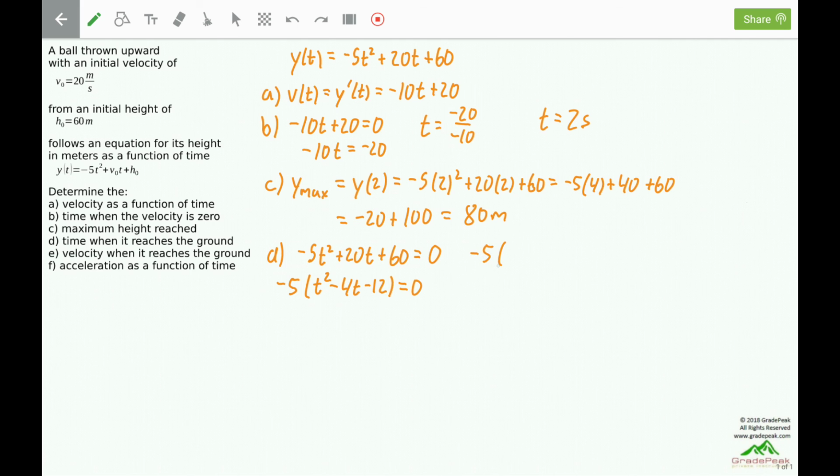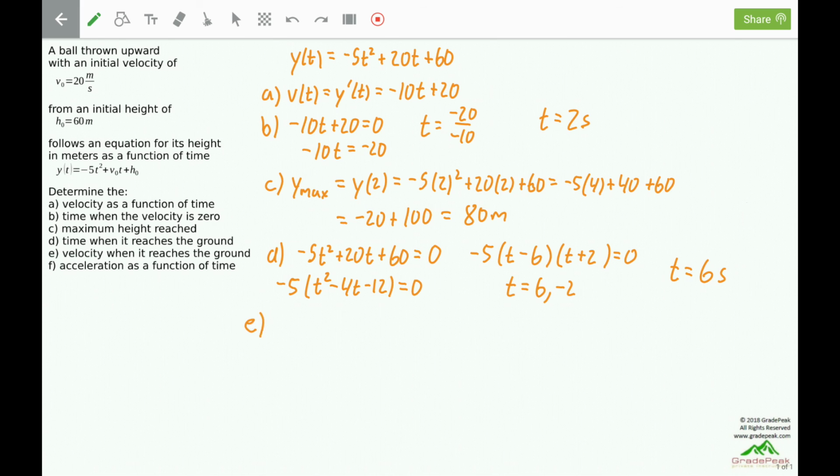We can trinomial factor the t squared minus 4t minus 12 into t and t. We need two numbers that multiply to be negative 12 and add to be negative 4. It sounds like a negative 6 and a positive 2 take care of that. So t equals positive 6 or negative 2. Since times can only be positive, we can ignore the negative 2, and our time for reaching the ground will be 6 seconds.